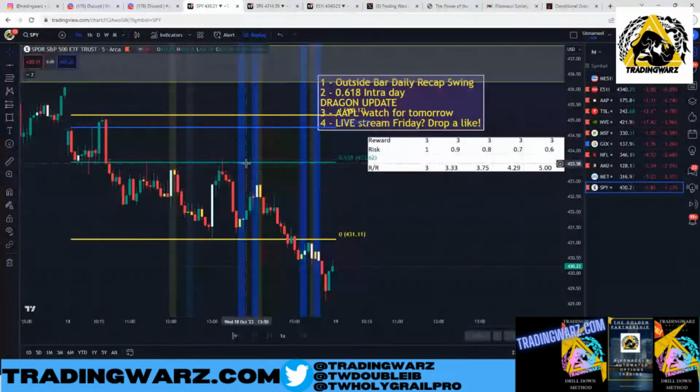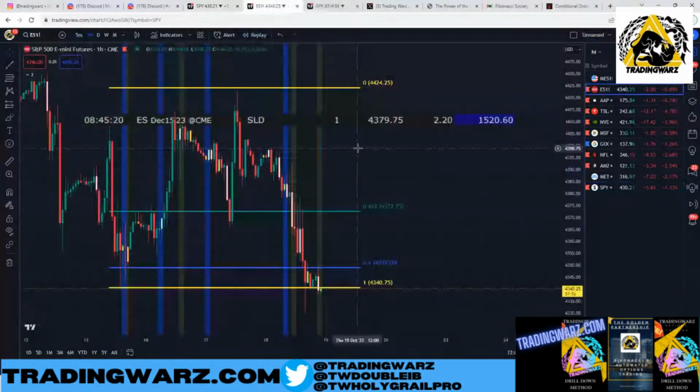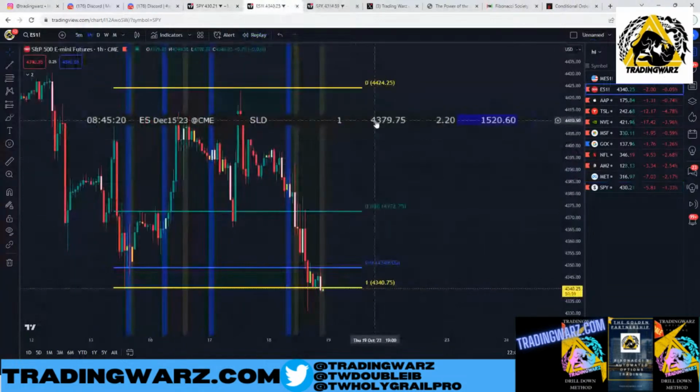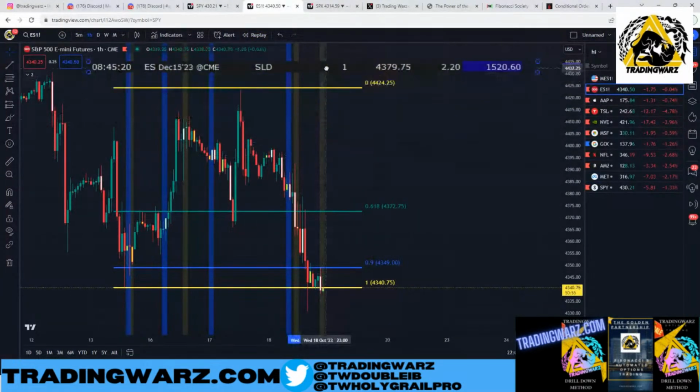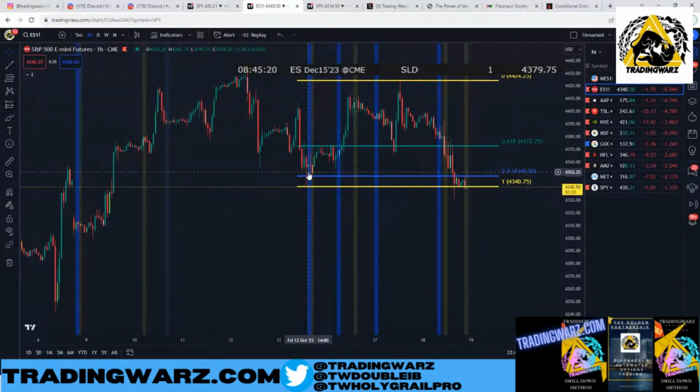All right. Let's talk about the Dragons. Let's see what's going on. So the only trade that I've had so far this week with the Dragons is I closed this trade for $1,520.60 in profit. This was the trade that I took on Friday with you guys.